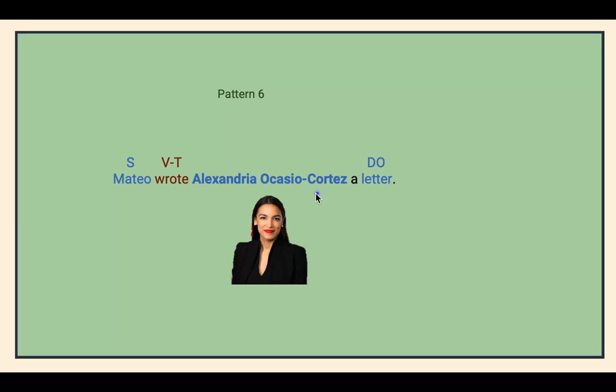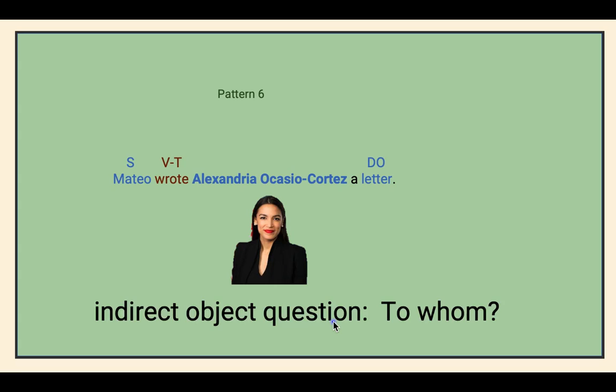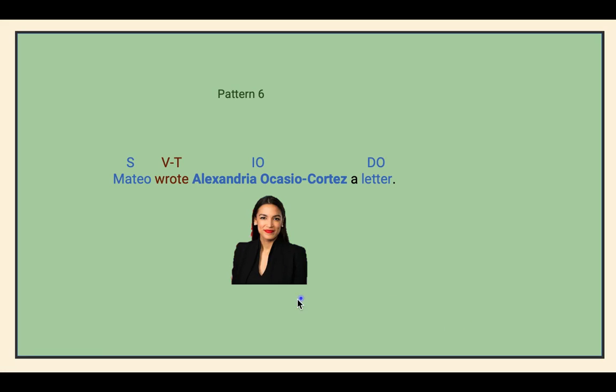But we have another noun in between the verb and the DO. We can't ignore nouns. They're too important. In this sentence, we have 3 of them. So we must figure out how each one functions. Having found the DO, we now ask the indirect object question, to whom? The answer, AOC, gives us an indirect object.